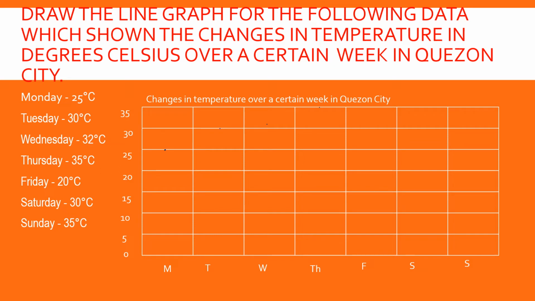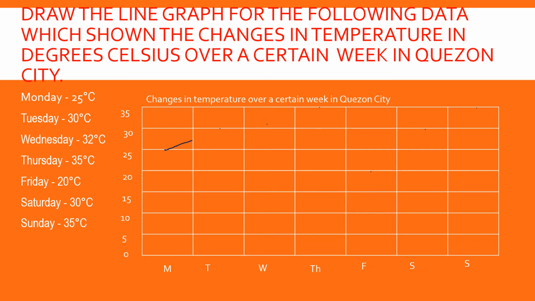And then again for Friday, you got 20. And Saturday, the temperature rises again to 30 degrees. And another rise, it becomes 35 on Sunday. So if we're going to connect the dots here, we could say this is the picture of our line graph.